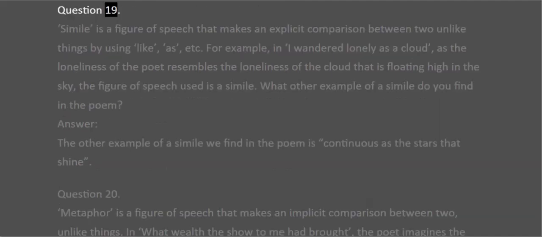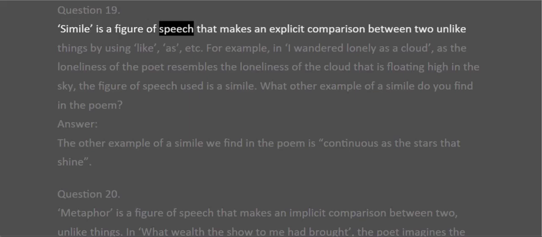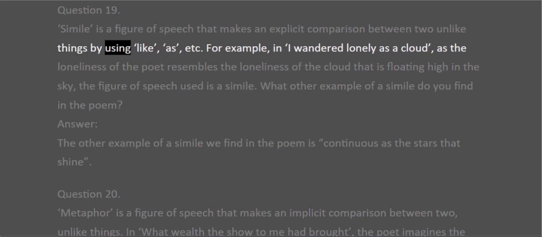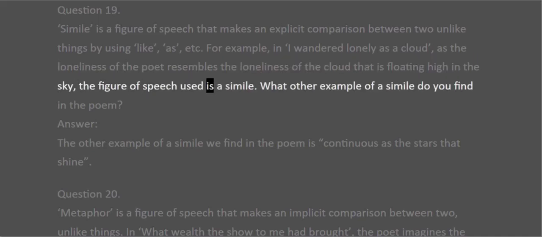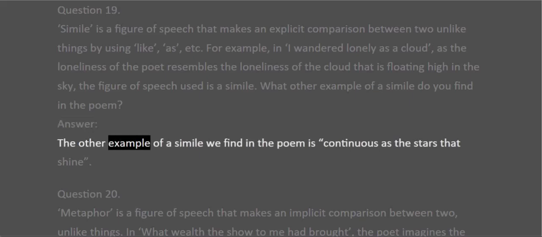Question 19. Simile is a figure of speech that makes an explicit comparison between two unlike things by using like, as, etc. For example, in I wandered lonely as a cloud, as the loneliness of the poet resembles the loneliness of the cloud that is floating high in the sky, the figure of speech used is a simile. What other example of a simile do you find in the poem? Answer. The other example of a simile we find in the poem is continuous as the stars that shine.